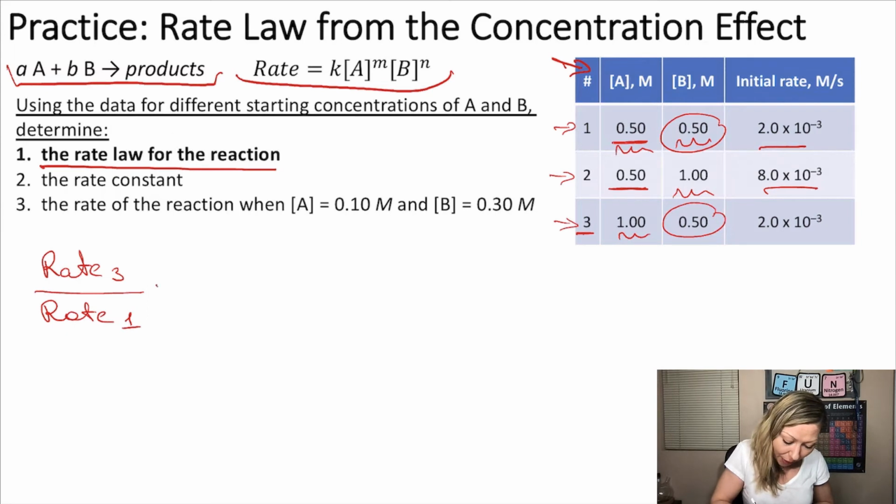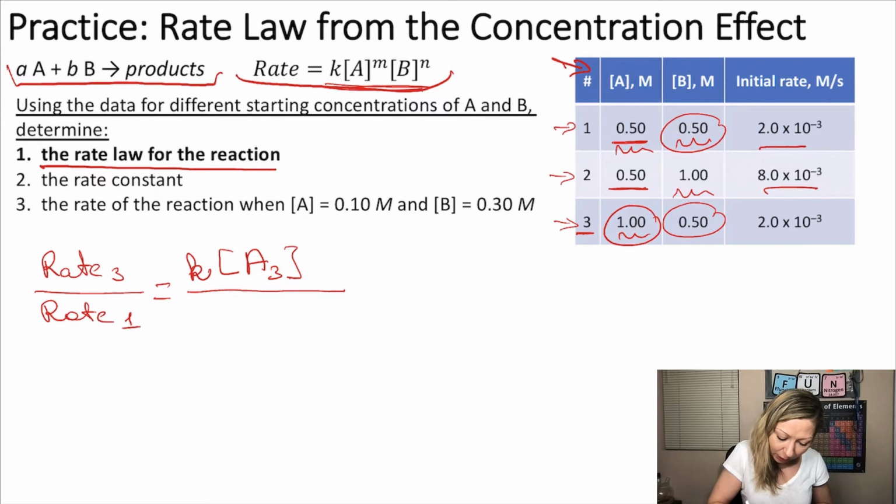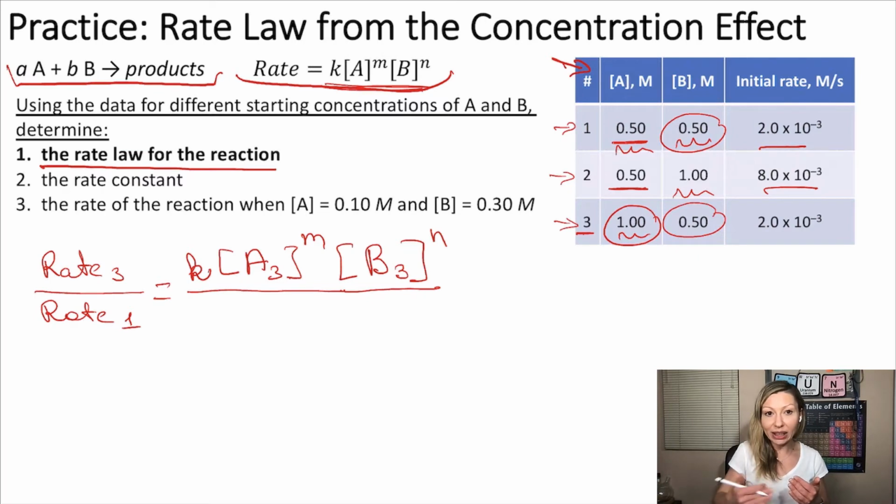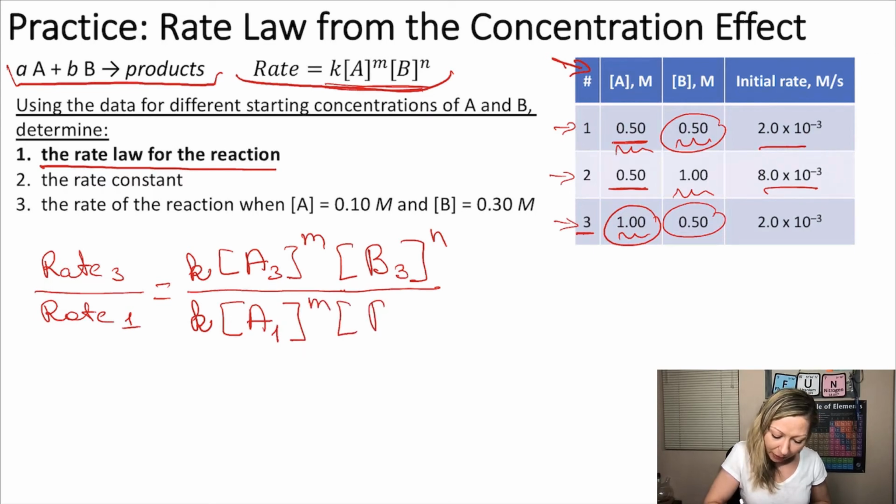Okay, so rate 3, if we look at this general equation, should equal k, which is the rate constant, multiplied by the concentration of A in experiment 3 on the exponent m, and also multiplied by the concentration of B in experiment 3 on the exponent of n. And then I divide that by the rate expression for the first experiment, where it's also going to equal k. Notice that this is a constant, so k is not going to change as we are not changing the temperature during these reactions, multiplied by the concentration of A in experiment 1 on the exponent m, and also multiplied by the concentration of B in experiment 1 on the exponent of n.